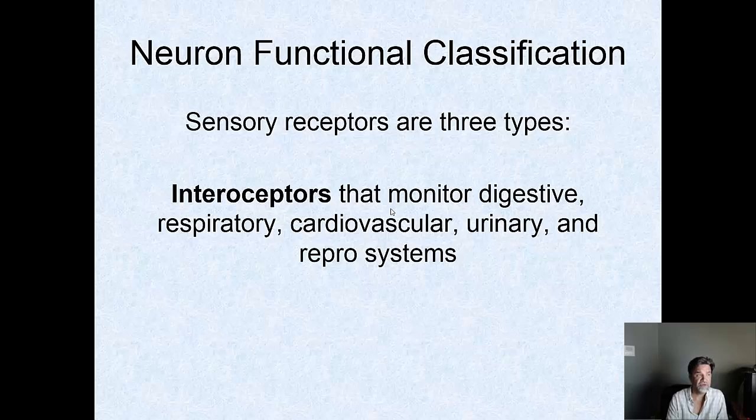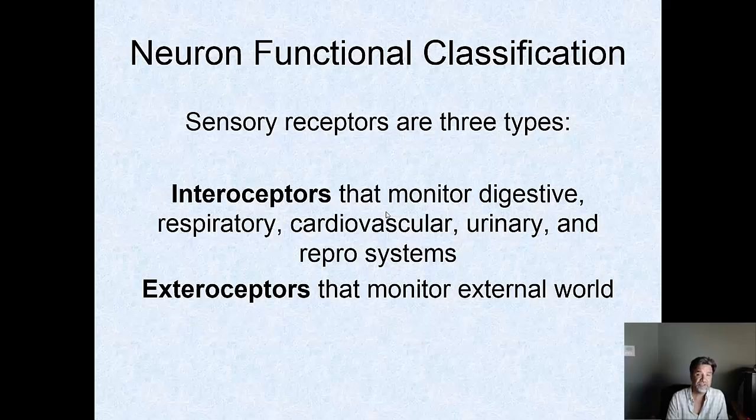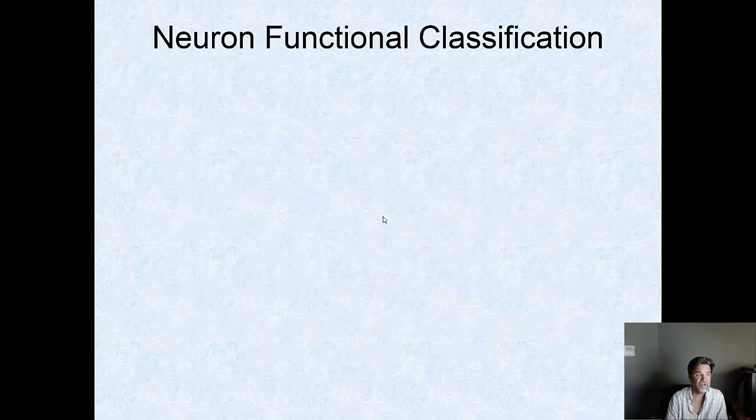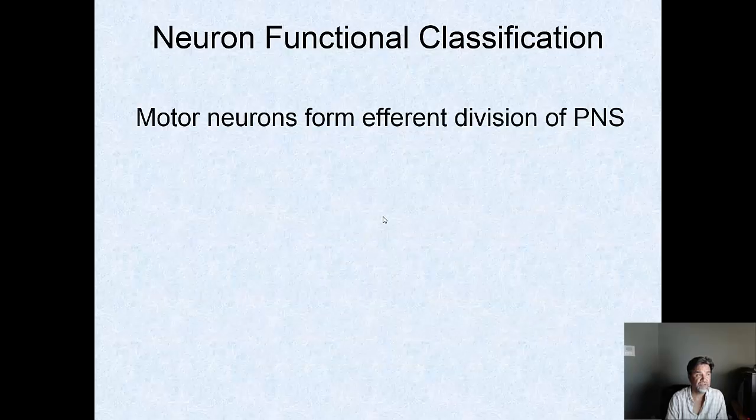Sensory receptors are 3 types. There are interoreceptors that monitor our organ function, exteroreceptors that are looking at the world around us, and proprioceptors that we will talk about in more detail in the coming chapters that relay information about the position of our joints and other structures in our body, our joints and limbs.